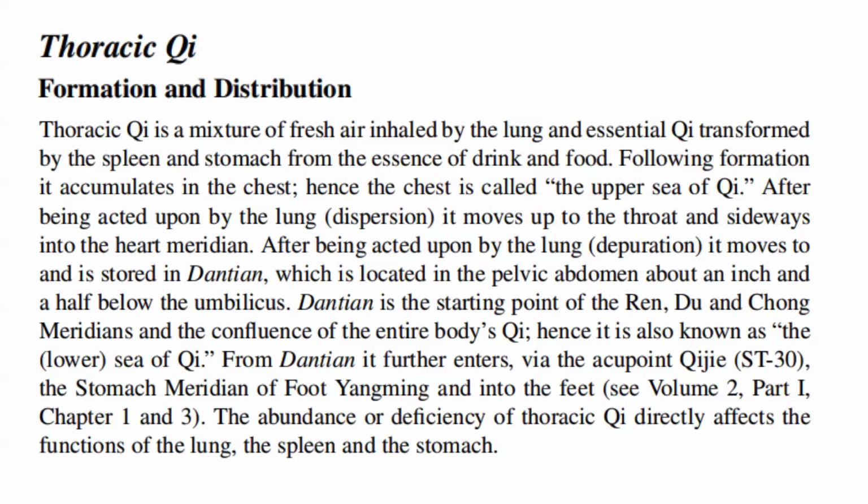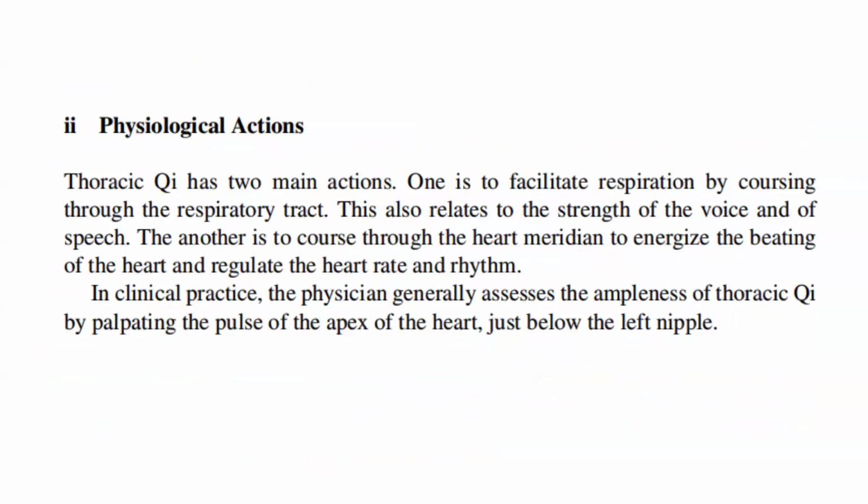From Dantian, it further enters via the acupoint Qi Jie, or stomach 30, the stomach meridian of the foot Yang, and into the feet. The abundance or deficiency of thoracic Qi directly affects the function of the lung, the spleen, and the stomach. For its physiological actions, thoracic Qi has two main actions.